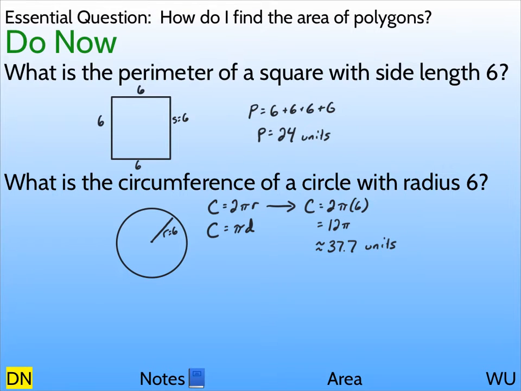So that was just a quick review of perimeter from yesterday. That's a one-dimensional way to measure shapes. Today we're going to move on to a two-dimensional way called area, which is basically figuring out how much space is inside of each figure rather than looking at the outside.